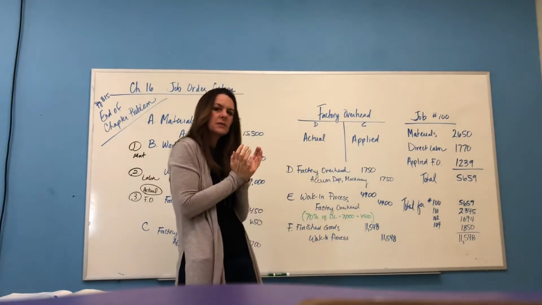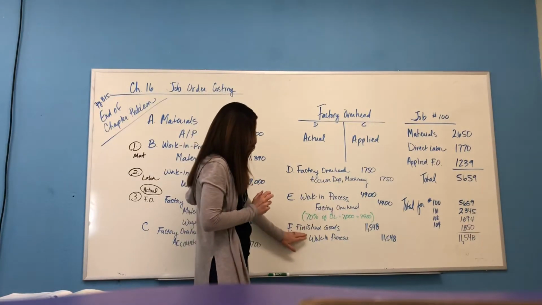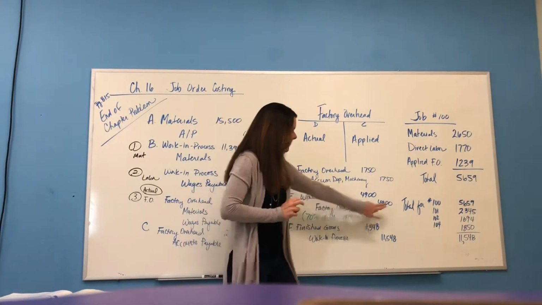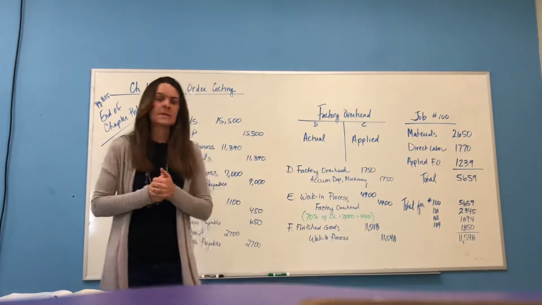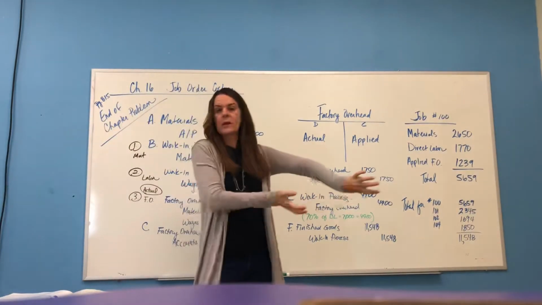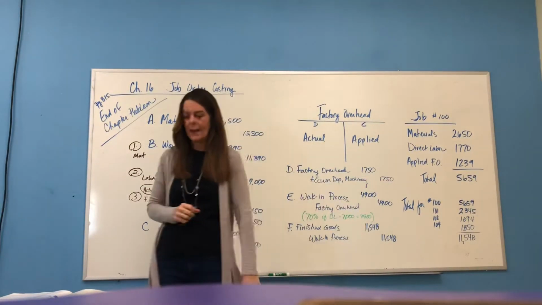So what's the process of doing that journalized? It's just this right here. We're going to debit finished goods for the amount of the jobs that we're moving over, and we're going to credit work in process inventory. Why? Because they're no longer being worked on. They're done. They're finished. Okay?